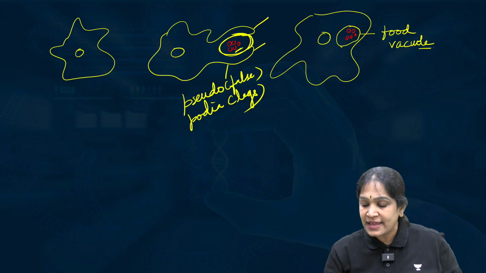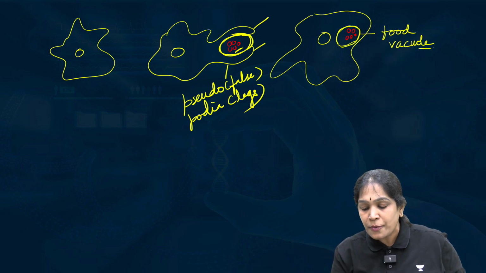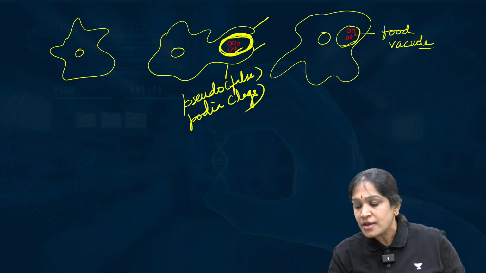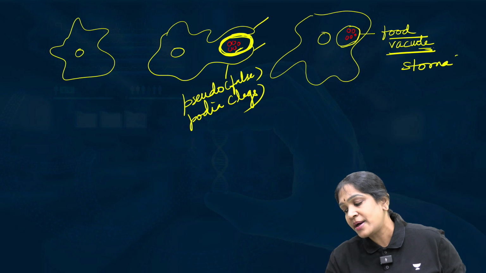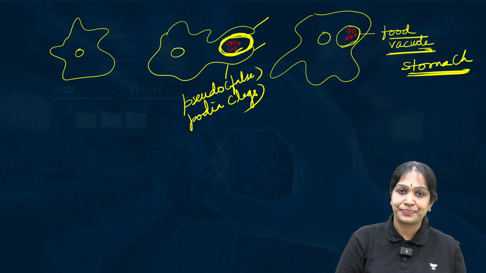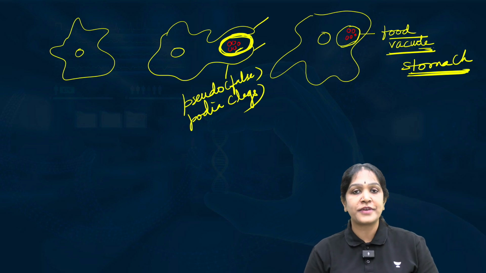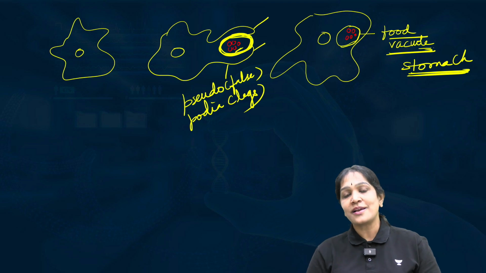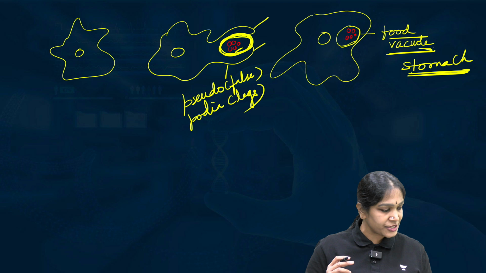And then finally the food goes into a structure. This pseudopodia will form a structure called as food vacuole. This is like our stomach, and this is where the amoeba digests the food. These are the examples for heterotrophic nutrition. So with this we completed autotrophic and heterotrophic nutrition.